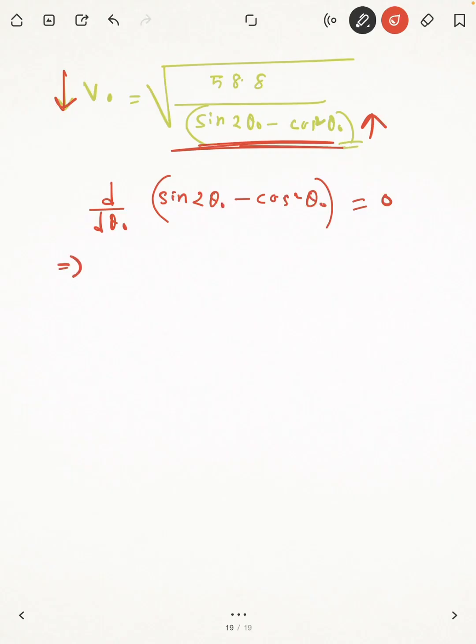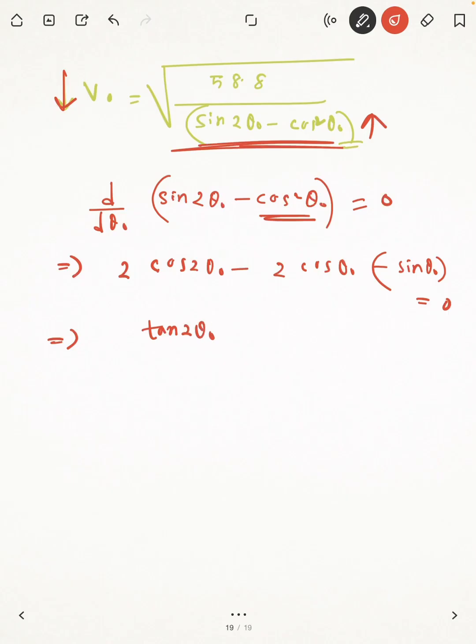So that's why we're taking it to be 0. What should be the differentiation of it? It should be 2 cos 2 theta naught minus, cos square differentiation should be what? 2 cos theta naught times minus sine theta naught, which should be 0. If you do the calculation, you're going to end up with tan 2 theta naught is equal to -2. So that you need to understand.